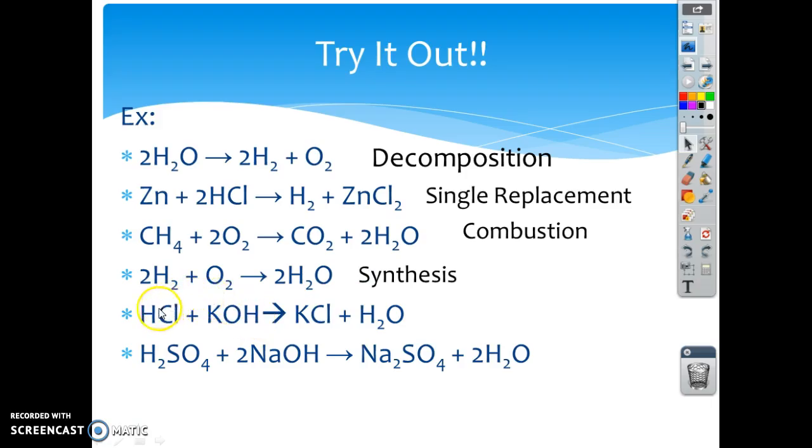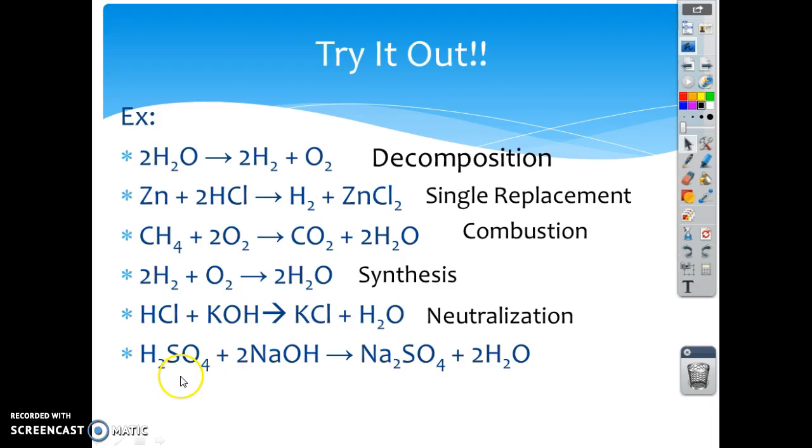Next I have hydrochloric acid and potassium hydroxide making potassium chloride and water. What happened here was one guy kicked out the other, but the other guy came back. Everybody's in a relationship, nobody's single. This isn't only a double replacement reaction, but it's also a neutralization reaction, because I have an acid, there's my H, and a base, my OH, and it made a salt and water.